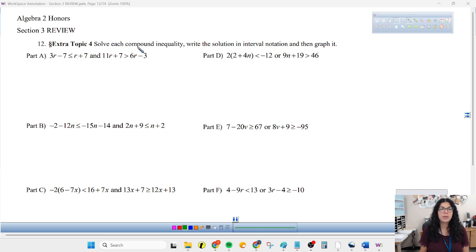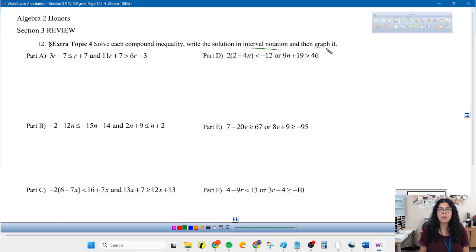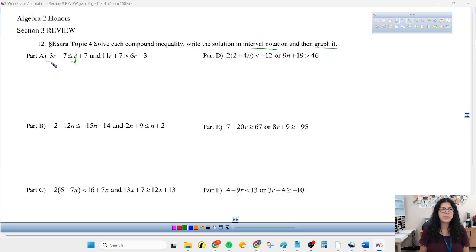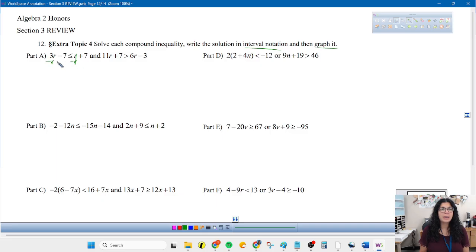Okay, next we're going to solve each of these compound inequalities. So we also have to write it in interval notation and also graph it. So the first one would start by subtracting r on both sides and adding 7. So this means now we have 2r is less than or equal to 14, and then dividing by 2, we get that r is less than or equal to 7.